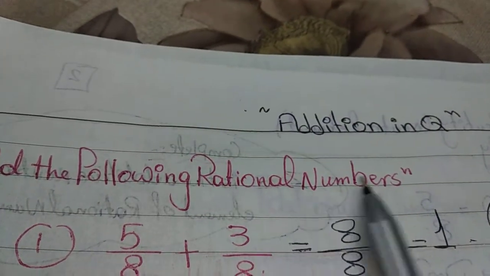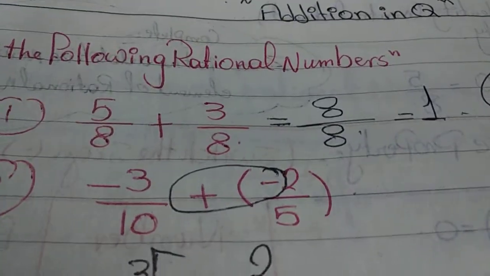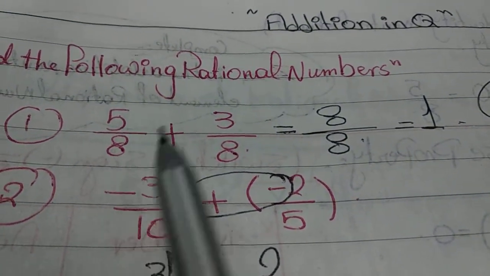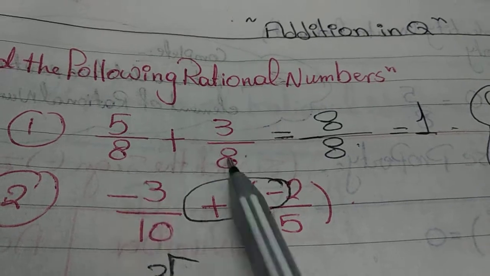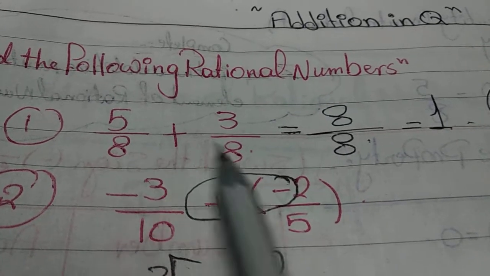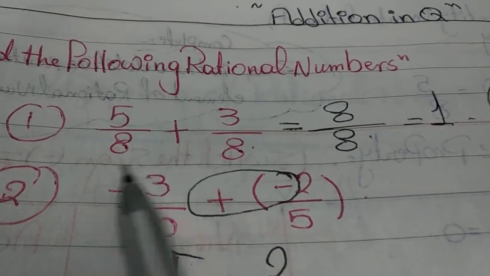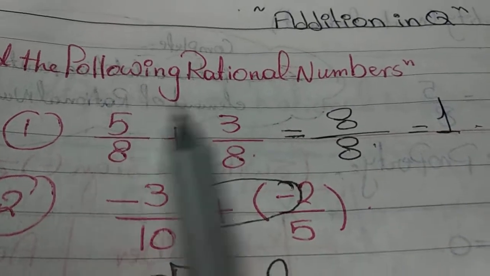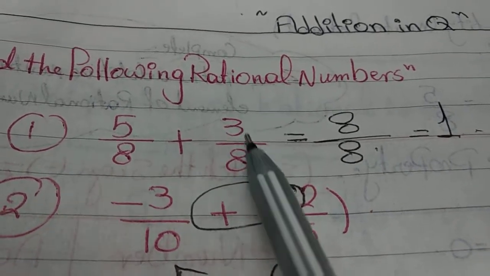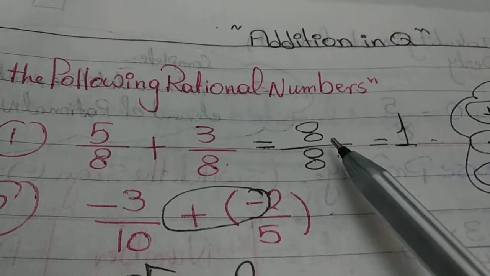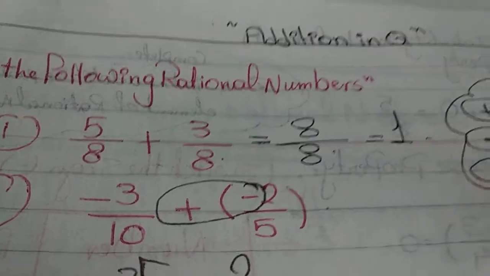Example 1. Add the following rational numbers. Number 1, 5 over 8 plus 3 over 8. Here I have the same denominator, so I will respect my denominator and add the numerators. 5 plus 3 will be 8. The answer will be 8 over 8 equal 1.